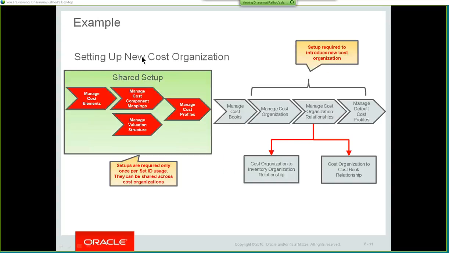So there are some of the setups which are set ID enabled. One of them is the manage cost element. You have got cost component, you have got valuation structure, and you have got cost profile. So all of these are set enabled. And once you have defined all of these, creating the cost organization and various other setups is pretty easy.